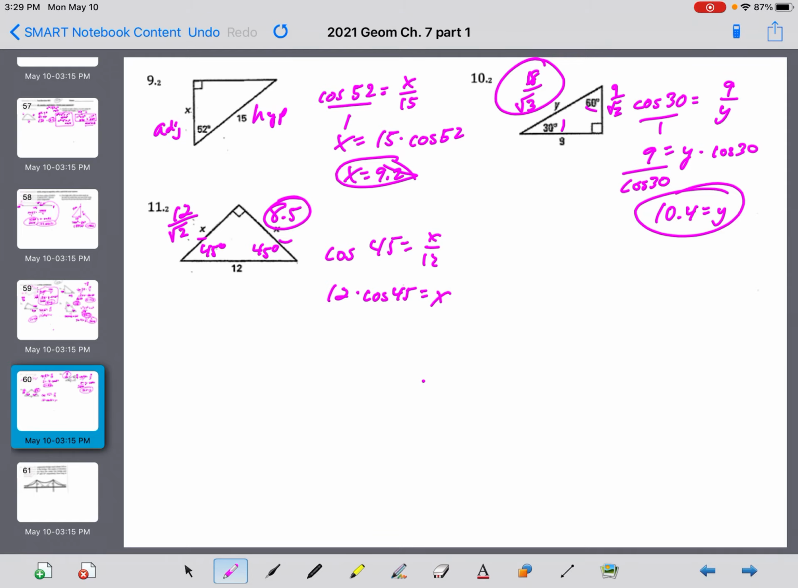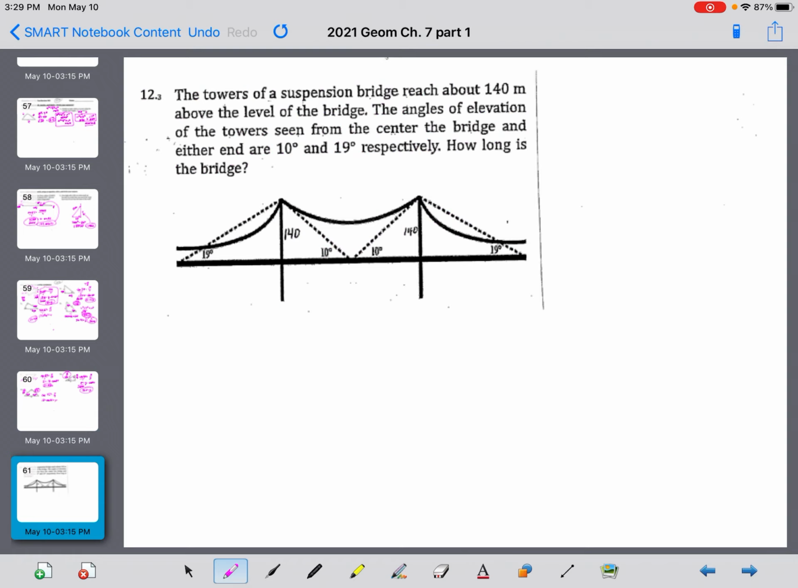All right, and then the last one, the big suspension bridge question. So we're trying to figure out the full length across this bridge. So these two triangles here and here are the same. So let's do one of those triangles, we need this distance here. So we have the 140, that'd be the opposite. The x is the adjacent, so we're going to do tangent 19 is equal to 140 over x. So we're going to do a division here because we're going to have 140 divided by tangent 19.